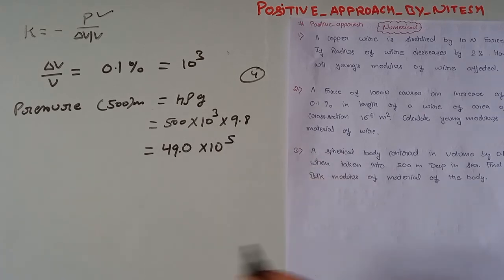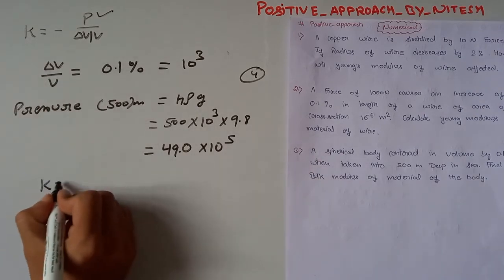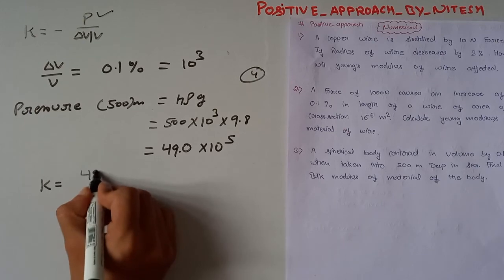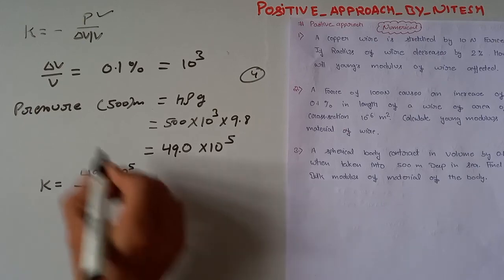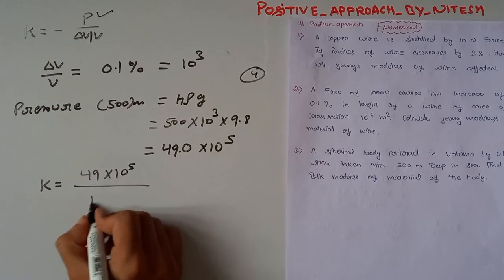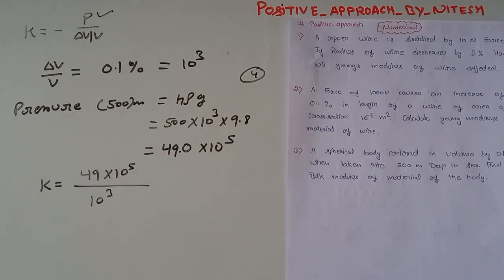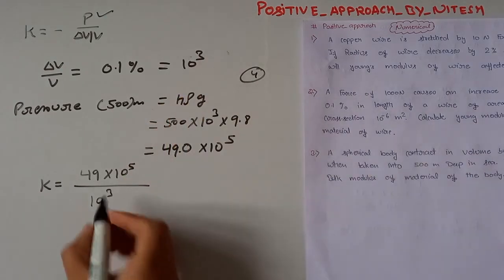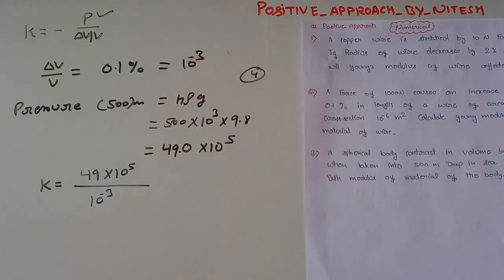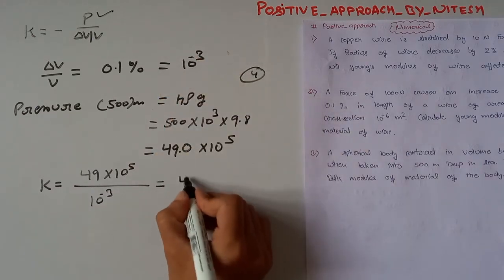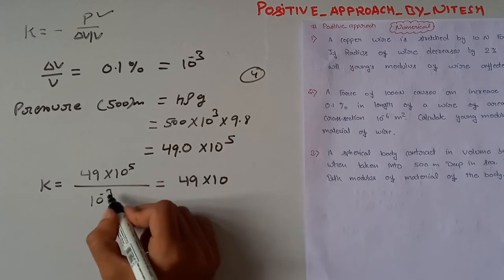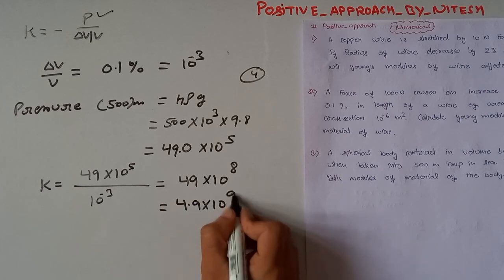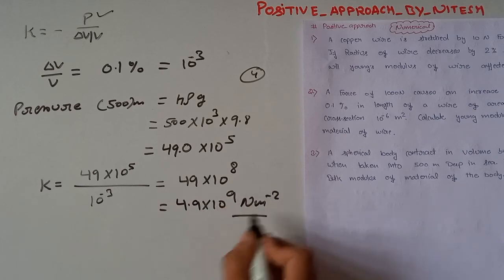This is our pressure. Now we have to calculate the bulk modulus of the material. K is P, here P is 49 into 10 raised to power 5 divided by the contraction in volume, that is 10 raised to power minus 3. Sorry, this is 10 raised to power minus 3. So it will be 49 into 10 raised to power 8, which is equal to 4.9 into 10 raised to power 9 Newton meter minus 2.